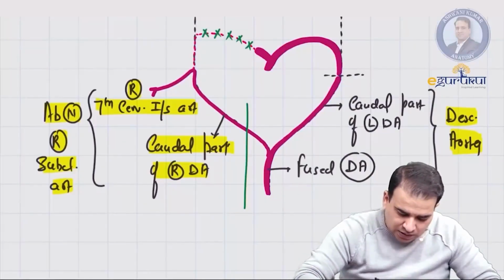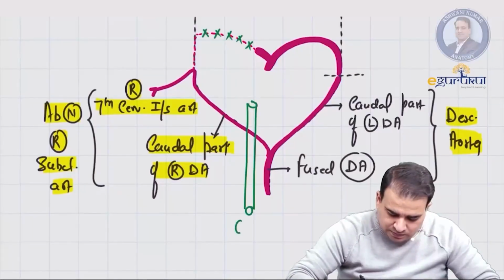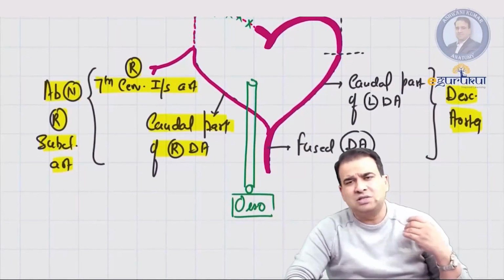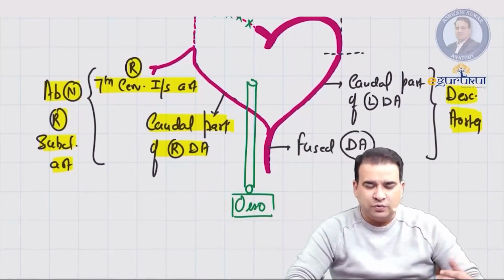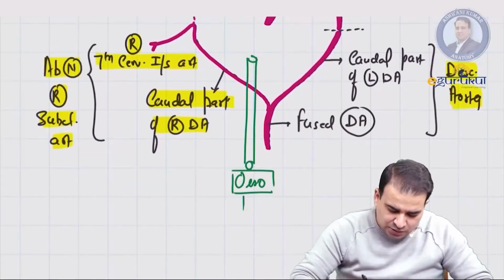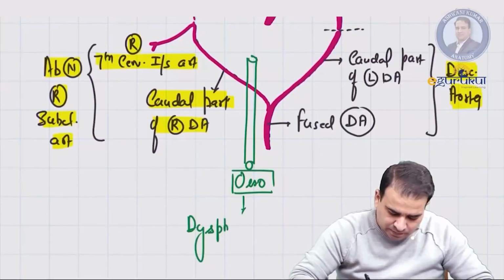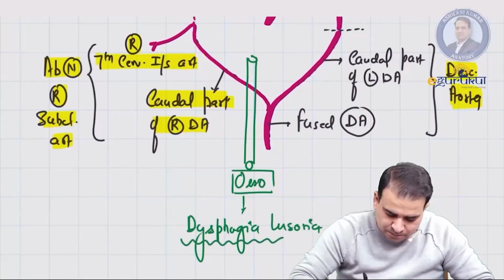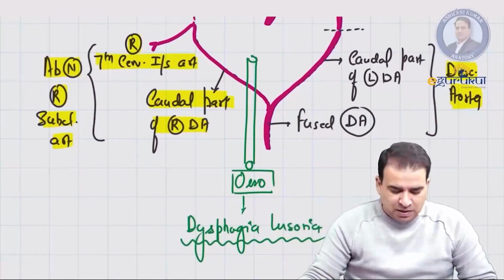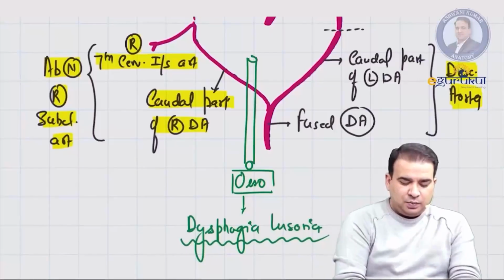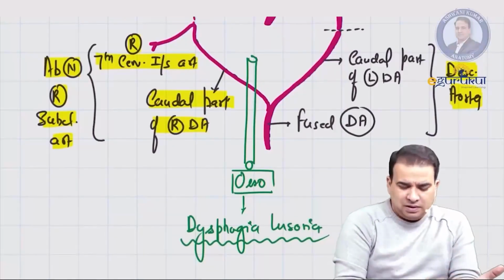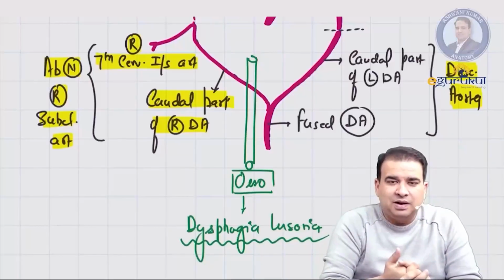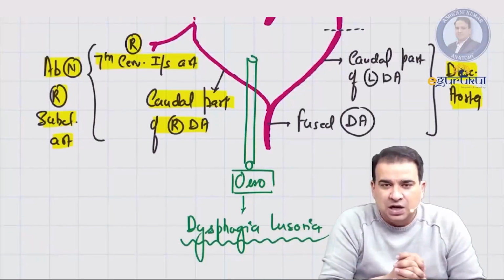If, let's say, this is esophagus, so the esophagus is being crossed by this artery here. It can cause dyspnea as well, but it is more closely related to the esophagus, so causing the dysphagia lusoria. This is about the abnormal right subclavian artery, which is formed by the right seventh cervical intersegmental and also by the caudal part of right dorsal aorta if it persists. Both these will form the abnormal right subclavian artery, and that can cause dysphagia lusoria.